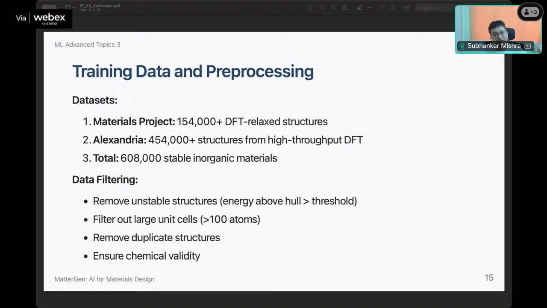So similarly, when you go ahead and look at the dataset, domain knowledge has been applied, so unstable structures have been removed, large unit cells have been removed, duplicate structures have been removed, and some chemical validation has been performed, so that on the total dataset that they had using Materials Project plus Alexandria, some filtration was done.